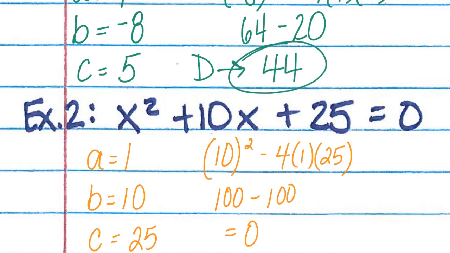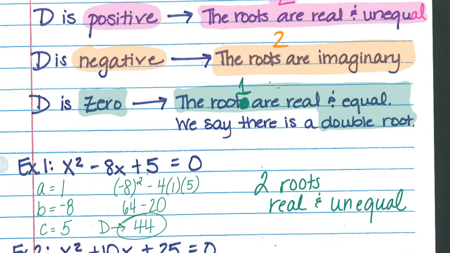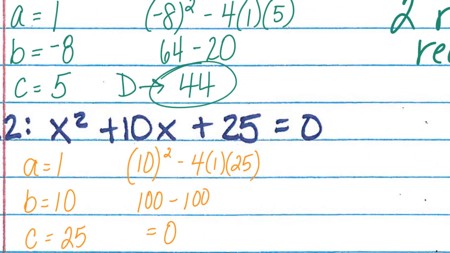So the number is 0, and it tells us, oh, in green, if the discriminant is 0, then we know that there is one real root, but we call that a double root. So there's really two equal roots. That's why it says roots. So let me go ahead and answer the question. The nature of the roots, the discriminant is 0, and the nature is there is one double root.